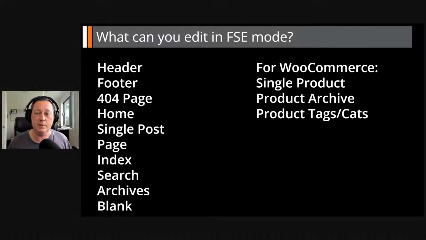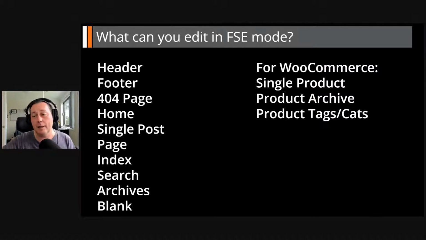So just a very brief overview. What can you edit in full site editing mode? Well, the clue's in the name, full site. So we're looking at things like the header, the footer, and the 404 page, home page, your single post, all the pages, and there's a few different options for those. Your main index, that's your blog index. Your search, archives as well, so tags and categories, and there's a blank one there as well for landing pages.